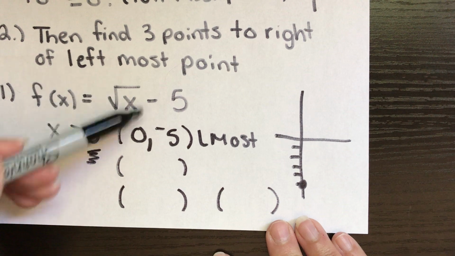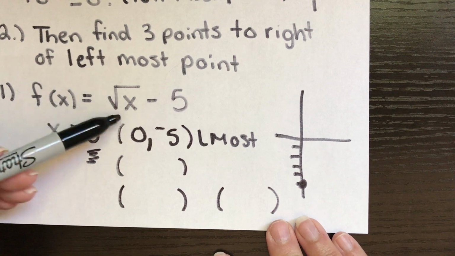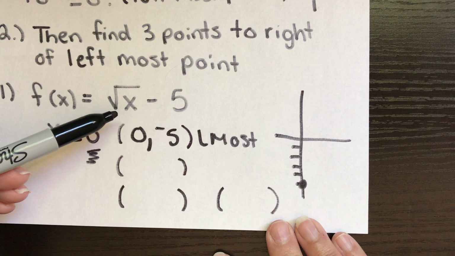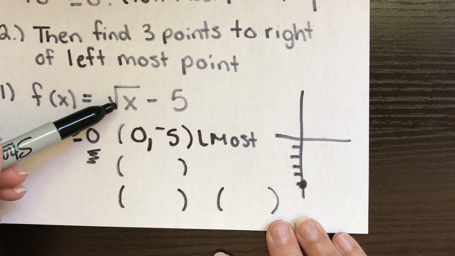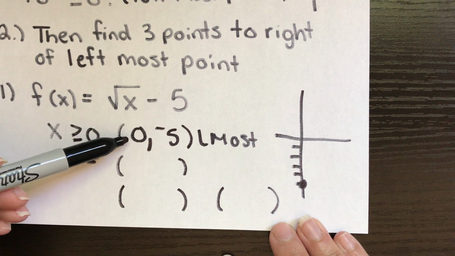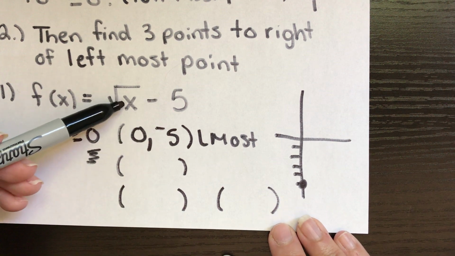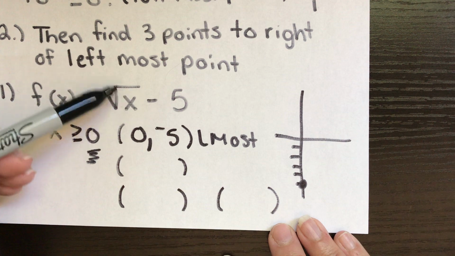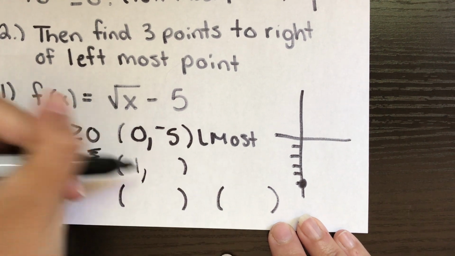I would never choose to plug in 2 here because I can't take the square root of 2 without getting a decimal. So what I usually tell students is sometimes you have to play around with the 3 numbers you choose. Let's start with the first number bigger than 0. The first number bigger than 0 is 1. Can you take the square root of 1 easily? Yes. So I'm going to use 1.